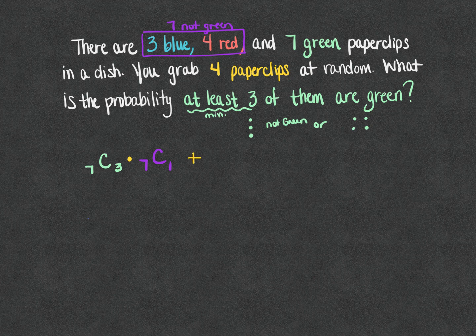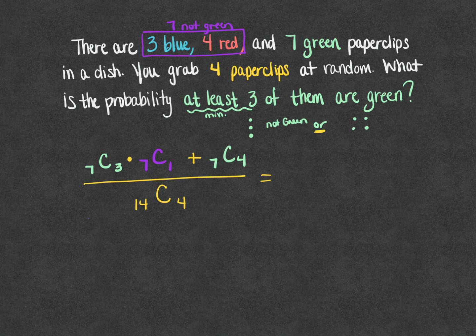Or, there's our or right there, maybe we end up with 4 green paper clips. So that would be 7 green paper clips, choose 4. Our denominator is therefore going to talk about the ways we can get any 4 paper clips from all of the paper clips that are in the group. So whenever we look at how many paper clips there are total, there are 14 total paper clips. We are picking up 4 of them.